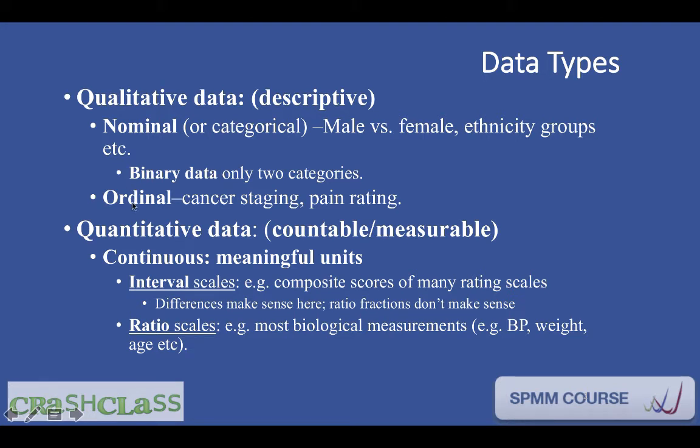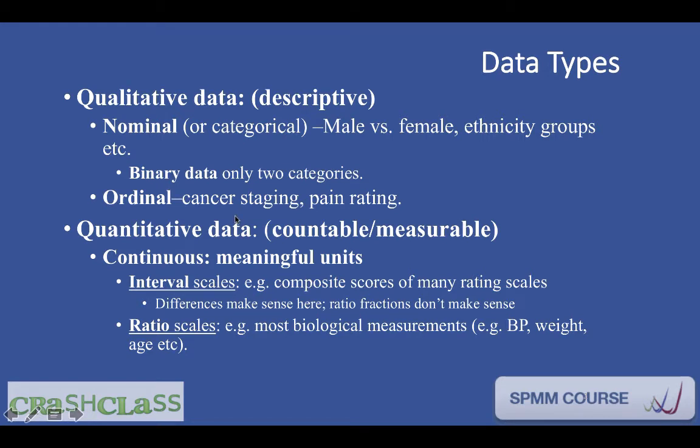What about ordinal data? The term ordinal means there is an order. So examples of ordinal data include things like cancer staging. Have you heard of TNM staging? Tumor node metastasis staging, T1, T2, T3. Pain rating between 0 and 10. You ask patients to rate their pain, or you ask patients to rate their mood between 0 and 10. Those kinds of ratings are called ordinal ratings. Psychologists use the term Likert rating. So Likert or ordinal rating is also qualitative, descriptive.